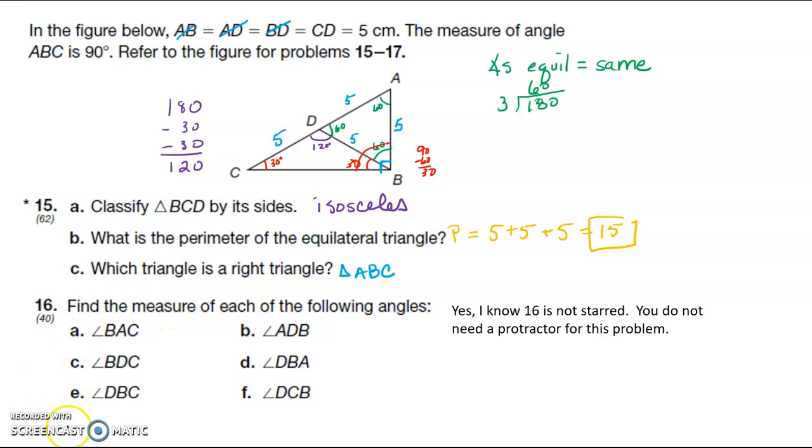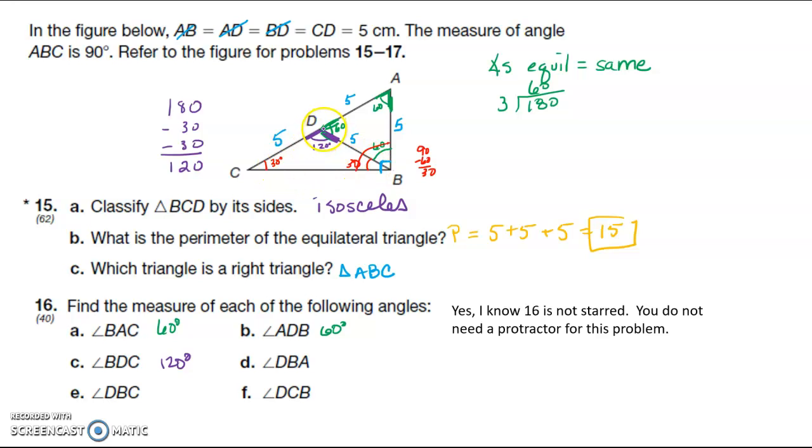BAC is this one, that's 60 degrees. What does B say? ADB is this angle right here, also 60. BDC is this purple angle here, so that's going to be 120.